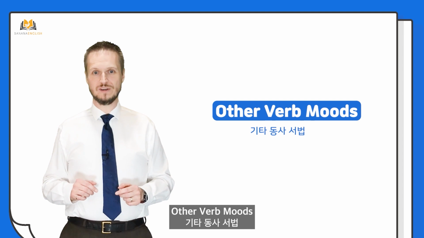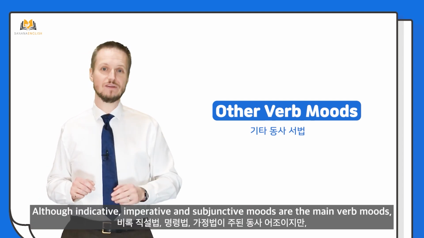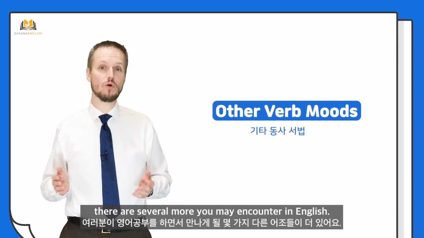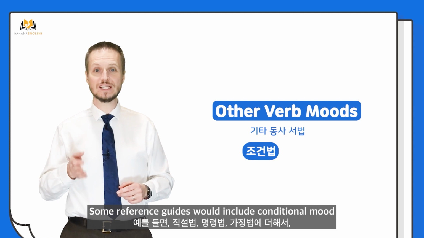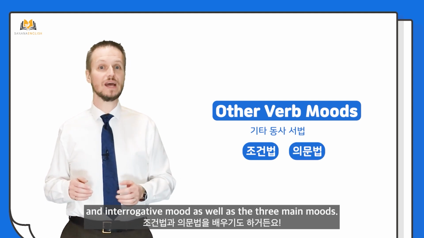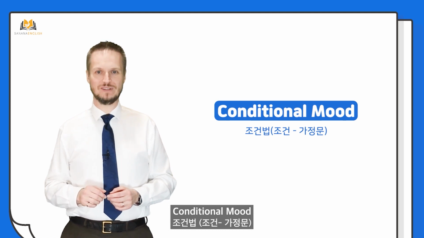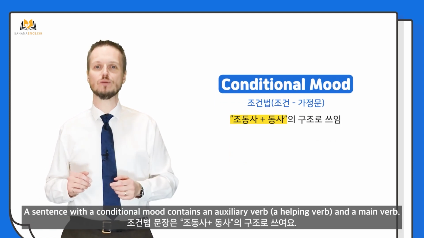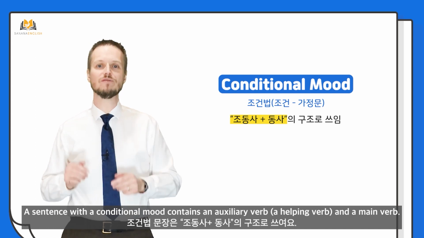Other verb moods. Although indicative, imperative, and subjunctive moods are the main verb moods, there are several more you may encounter in English. Some reference guides would include conditional mood and interrogative mood as well as the 3 main moods. Conditional mood. A sentence with a conditional mood contains an auxiliary verb, a helping verb, and a main verb.